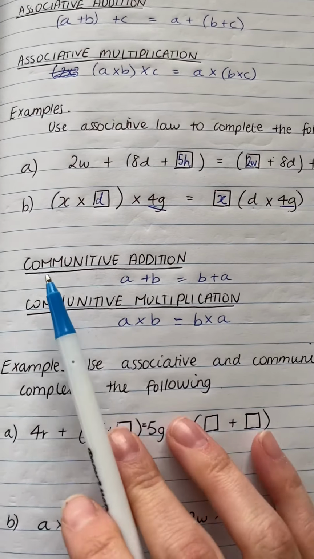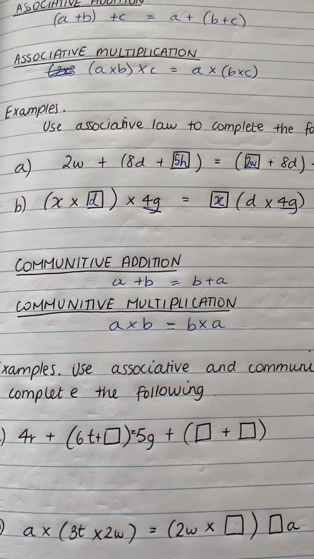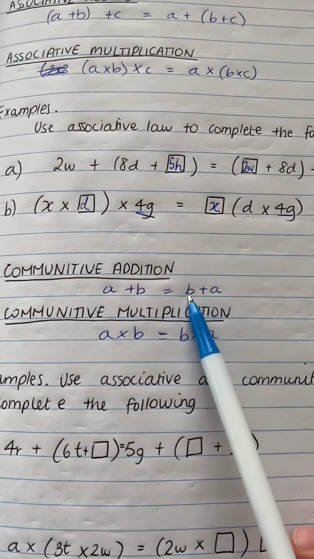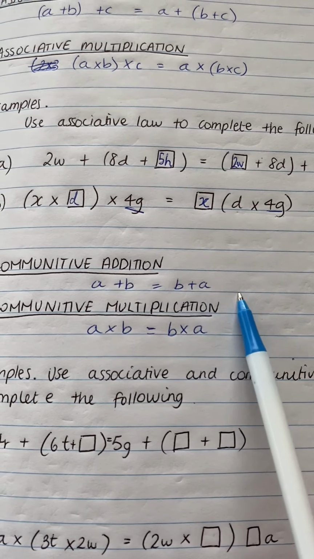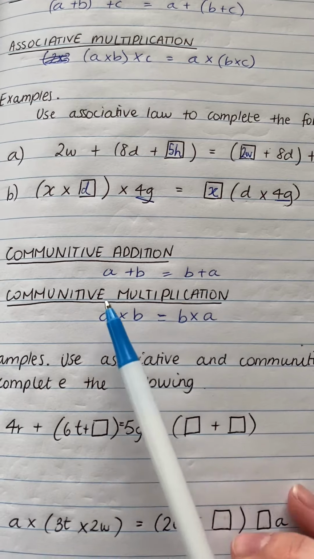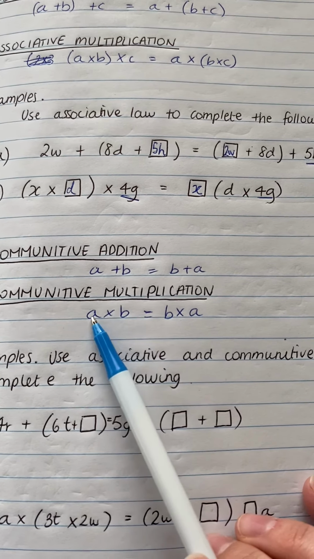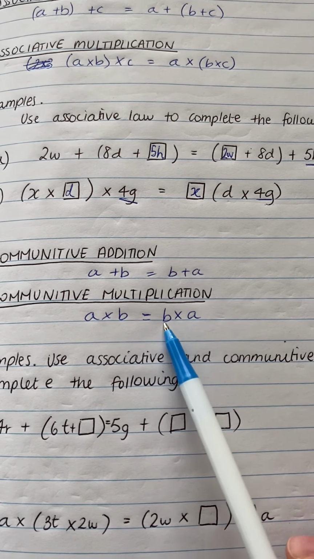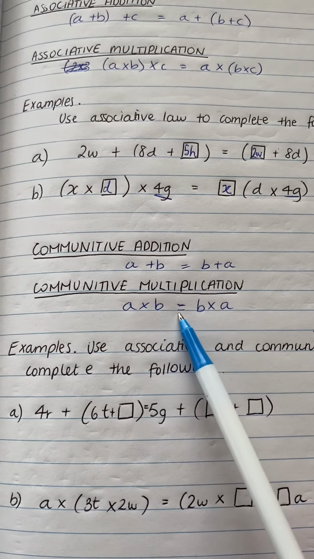Now the commutative law for addition, so this is another law. It's pretty much the same. It's just saying a plus b is the same as saying b plus a. It does not matter in which order you add things together, you will get the same answer, and it's the same for multiplication, commutative multiplication. A multiplied by b, so AB is the same as BA. The order does not matter when we're adding and multiplying.